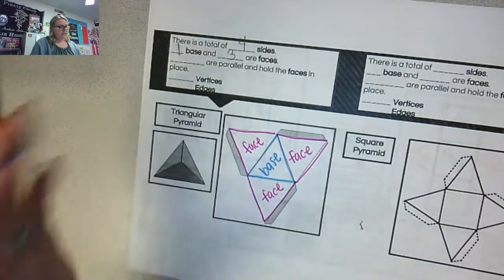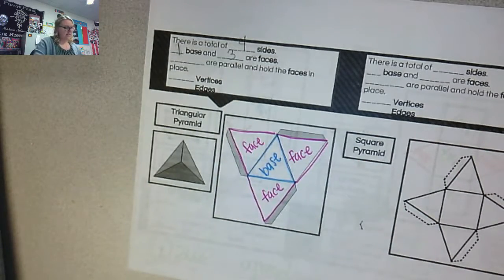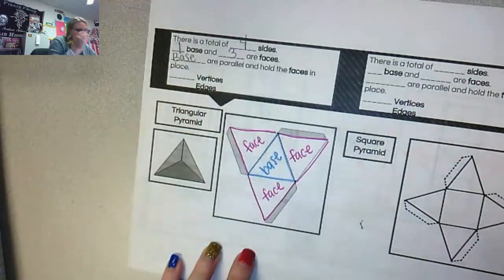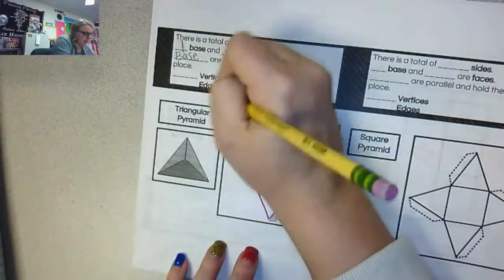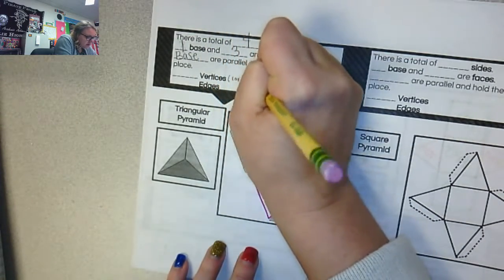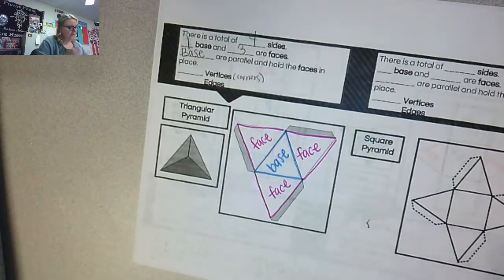The base is what holds all of the faces together. Remember, vertices is a fancy name for corners.